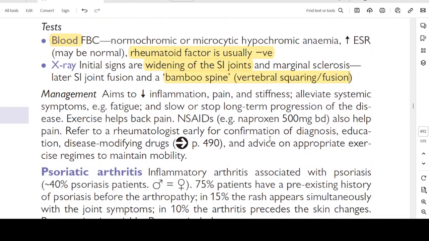Management aims to decrease the inflammation, pain and stiffness, alleviate the systemic symptoms, for example fatigue, and slow or stop the long-term progression of the disease. Exercise helps in back pain. NSAIDs, naproxen 500 mg BD, also help in pain. Refer to a rheumatologist early for confirmation of diagnosis and education, disease-modifying drugs, and advice on appropriate exercise regimens to maintain mobility.